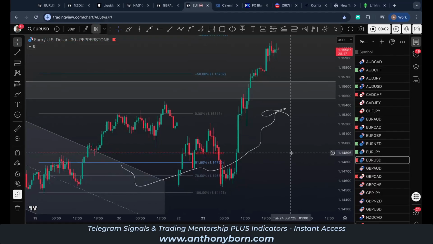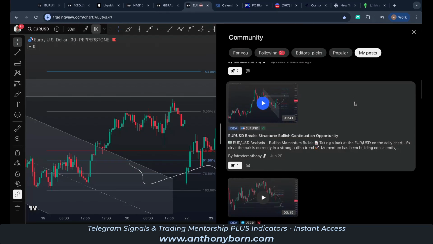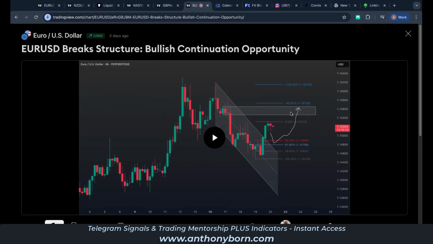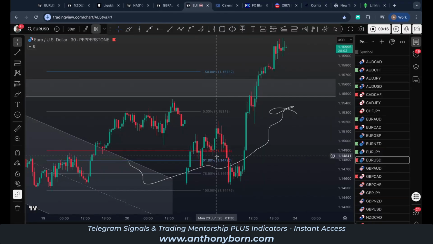Traders, looking at the euro dollar. Now, this was an idea I posted into TradingView back here. That was the idea. We were looking for a pullback and continuation bullish. So we got that. We got the pullback and we broke structure bullish.